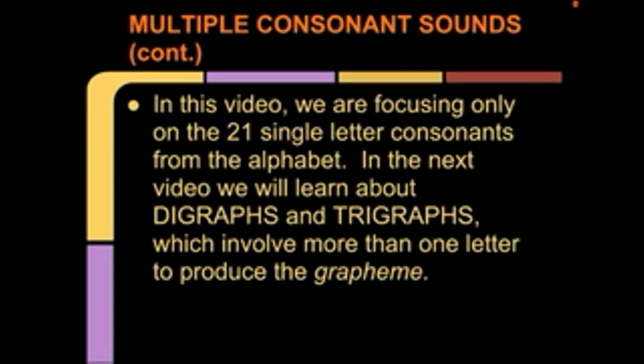In this video, we are focusing only on the 21 single-letter consonants from the alphabet. In the next video, we will learn about digraphs and trigraphs, which involve more than one letter to produce the grapheme.